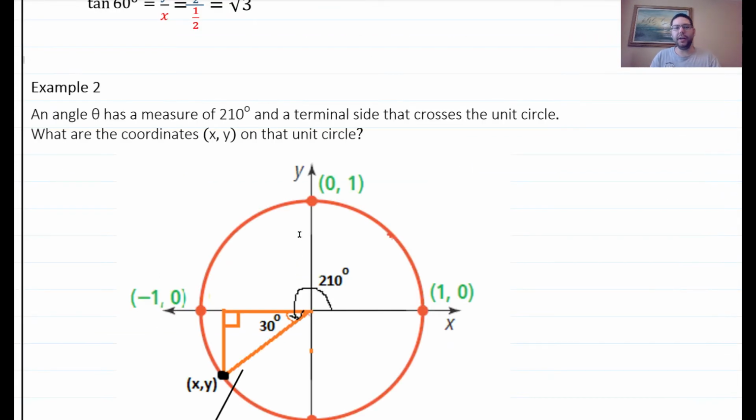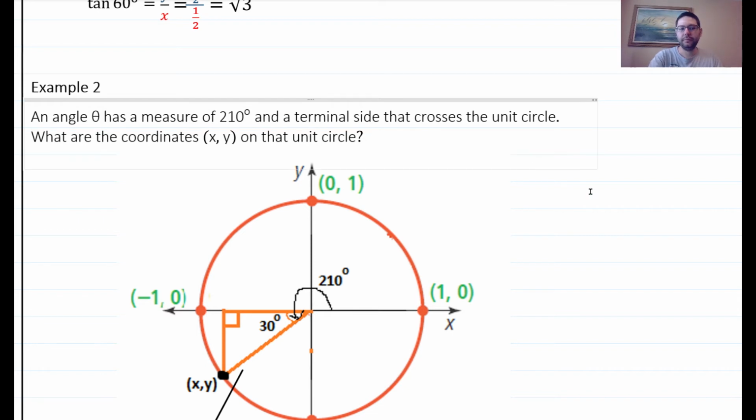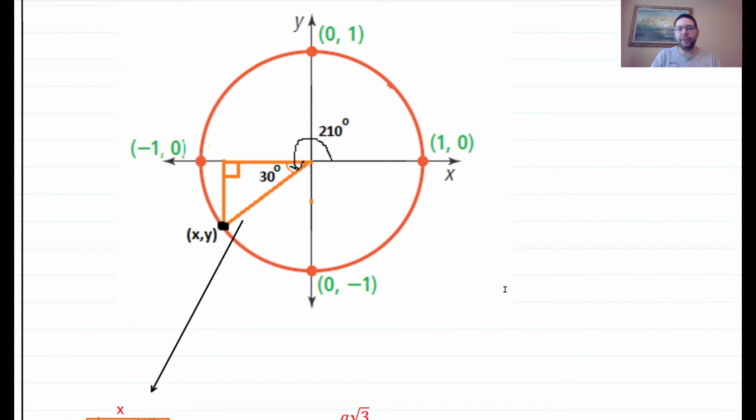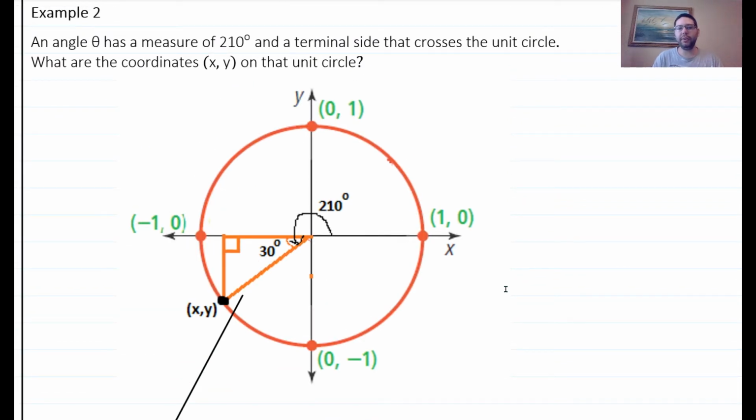So let's look at another example, example 2. An angle theta has a measure of 210 degrees and a terminal side that crosses the unit circle. What are the coordinates x, y on that unit circle? All right. Okay. So if we want to find the coordinates x, y on the unit circle, here's our unit circle. Again, same diagram as it was earlier, because we did the 60 degrees and then we did the 210 degrees. So again, same kind of diagram.